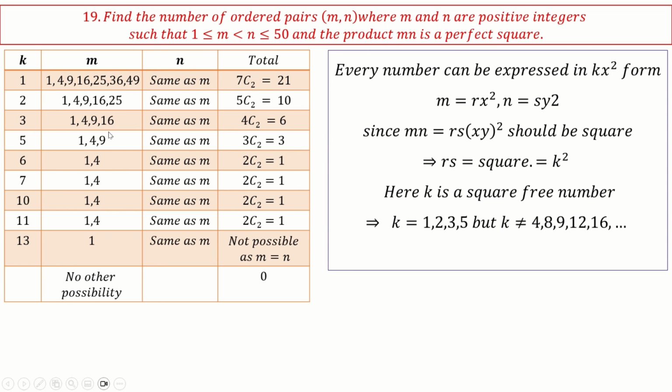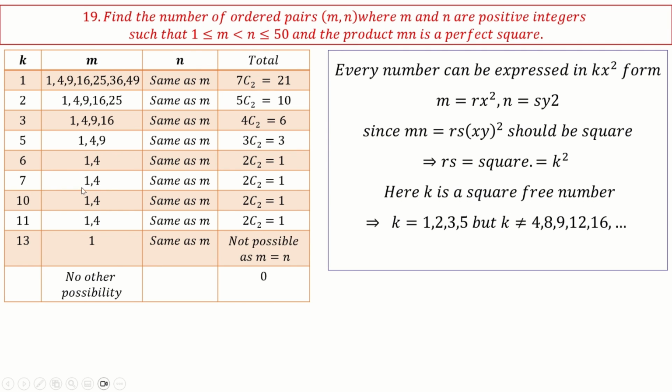If k equal to 3, then 1, 4, 9, 16 are possible. 16 times 3 is 48, this is the max, I can stop there. So 4C2 ways, which is 6. Then 4 is not possible for k because 4 is 2 square, which is already covered in this one, right? One of the two squares. Okay, so for 5, there are 3 possibilities. For 6, there is only one possibility, because 1 comma 4 is the only possible one.